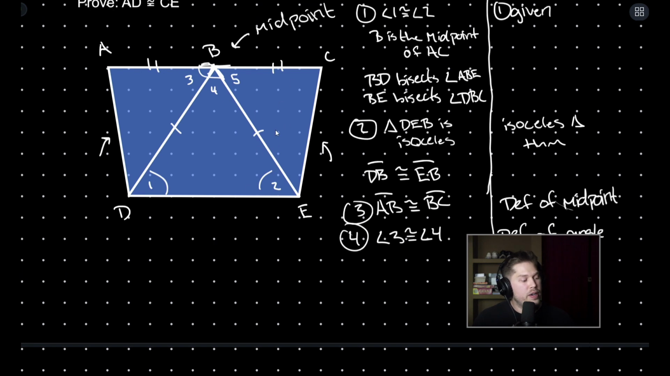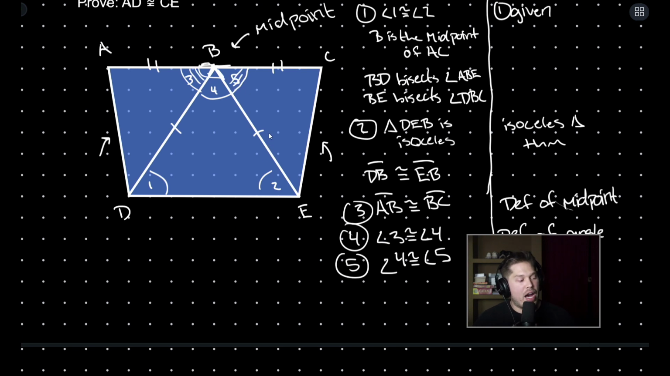And what else? Well, also in the given, we are told that DBC is bisected by BE, and so we know that angle 4 and angle 5 are also equivalent. So we know that angle 4 is equivalent to angle 5, and this is also by the definition of angle bisector. So we know that angle 3, 4, and 5 are all equal.